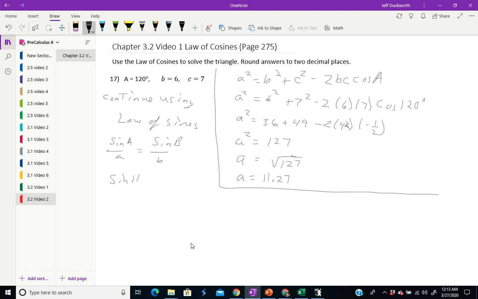Sorry, that's 120. And a is 11.27 now that we know that. We know what b is. It's 6. All right, so we can do some manipulation. If we multiply through by 6, sine of B is equal to 6 times sine of 120, what is it, root 3 over 2? Yeah, so it's root 3 over 2, and that's over 11.27.